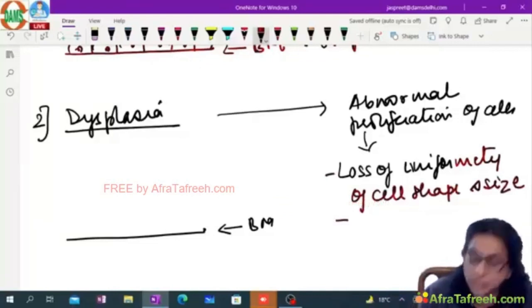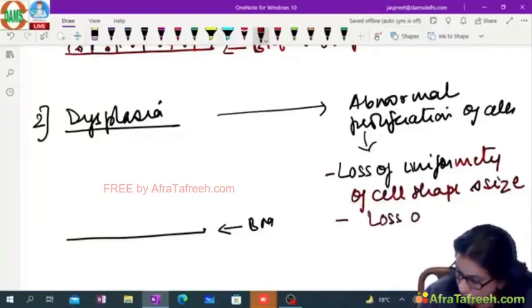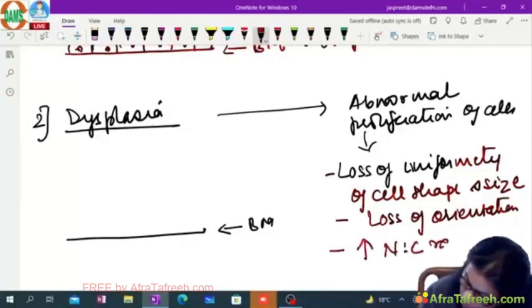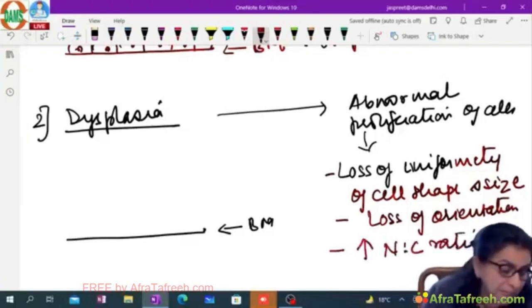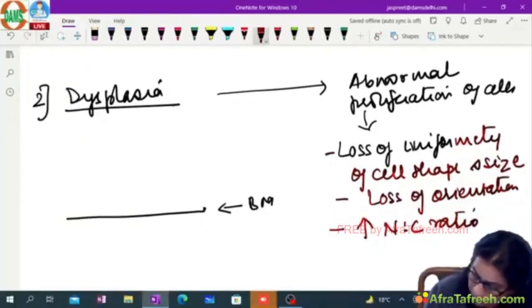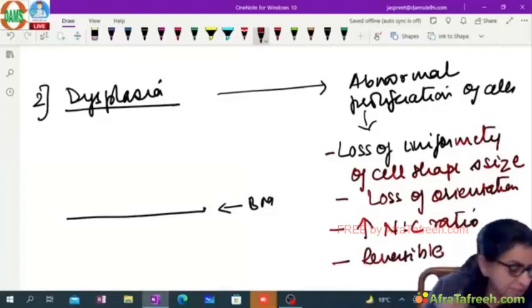Two, there is loss of orientation of cells. Three, cells now have increased N:C ratio. Their nuclei have become big. And dysplasia is reversible. Okay, I'll draw dysplasia now.